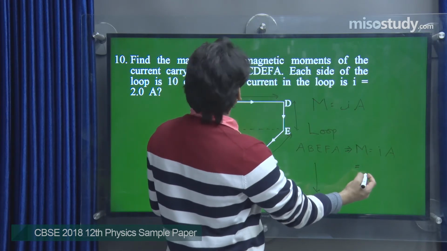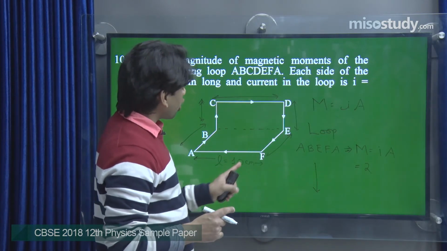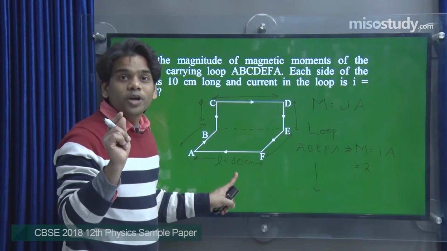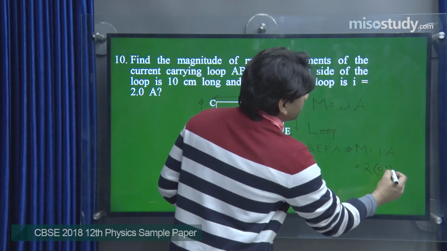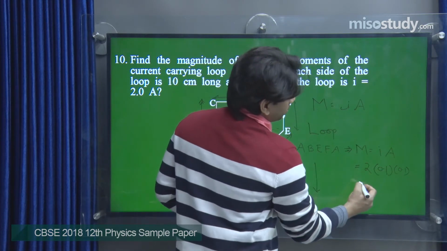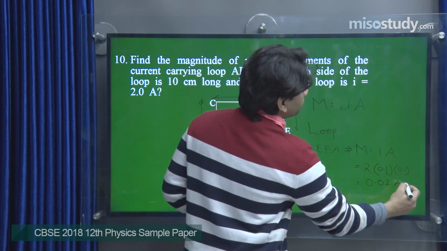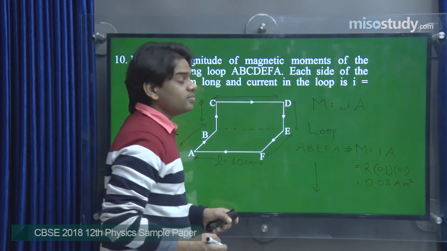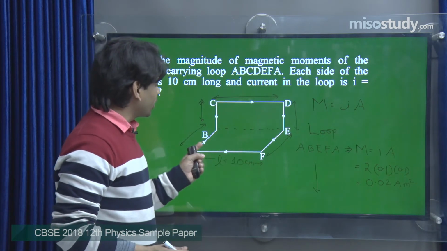Now I is how much? 2 ampere. And area, you see each length is how much? 10 centimeter. That means 0.1 in meters multiplied by 0.1 again. So 0.1 into 0.1 is 0.01, multiplied by 2, 0.02 ampere square meter. This is the value of magnetic moment of one of the loops that's formed due to A, B, E, F, A.